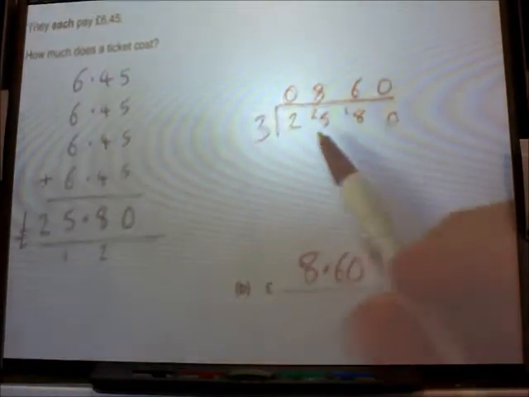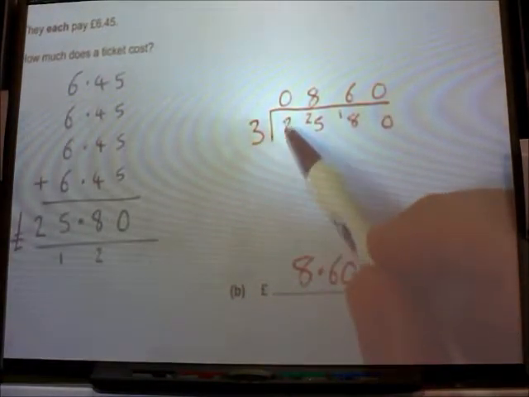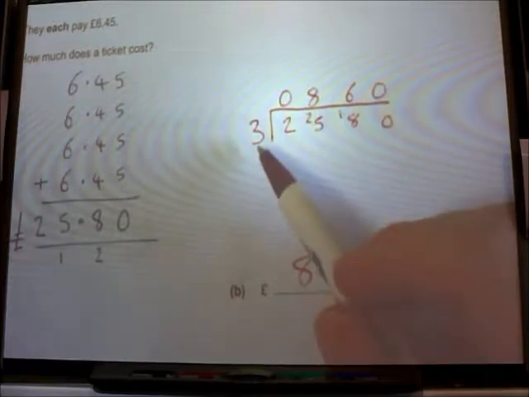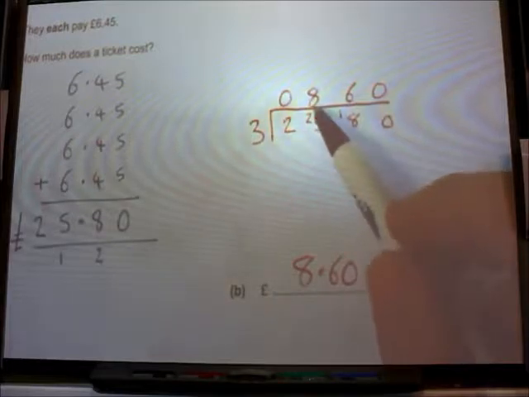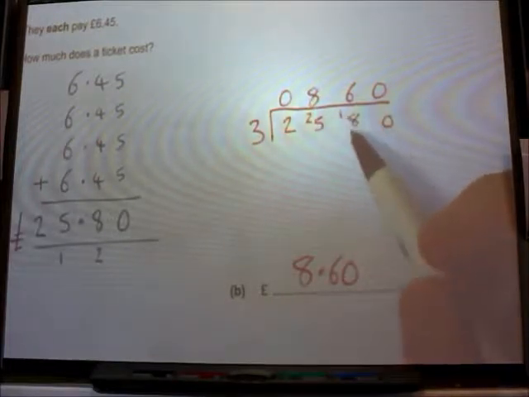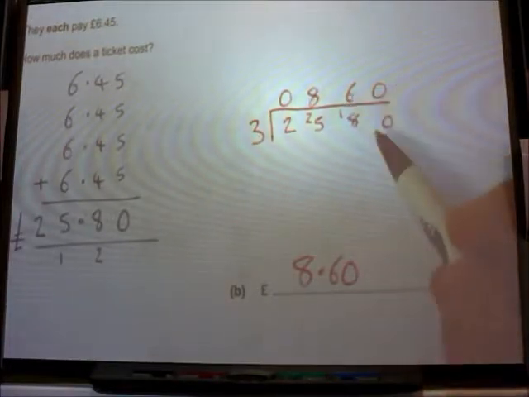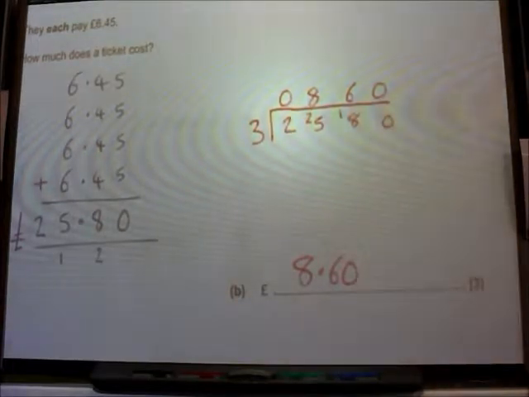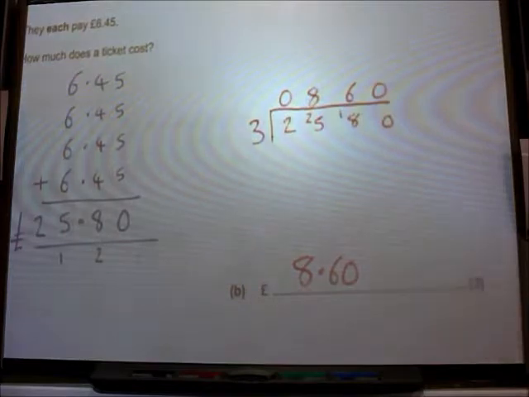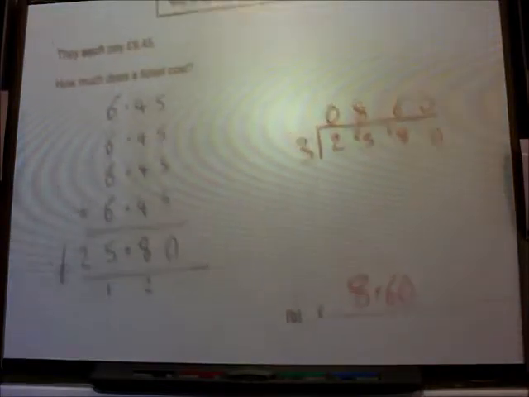I'll just talk you through this. How many 3s go into 2? None, so I carry the 2. How many 3s into 25? Well, it goes into 24 8 times, and there's 1 left over. 3s into 18 go 6, and 3s into 0 go 0. So it's 860 pence, which is £8.60. I think it's fairly straightforward.